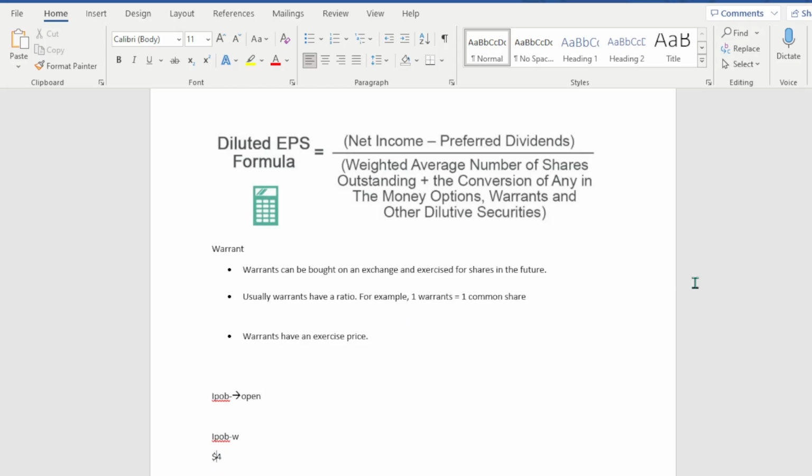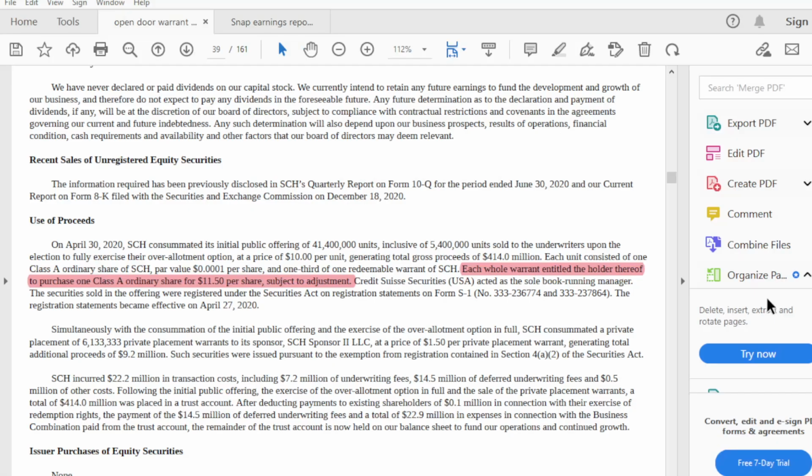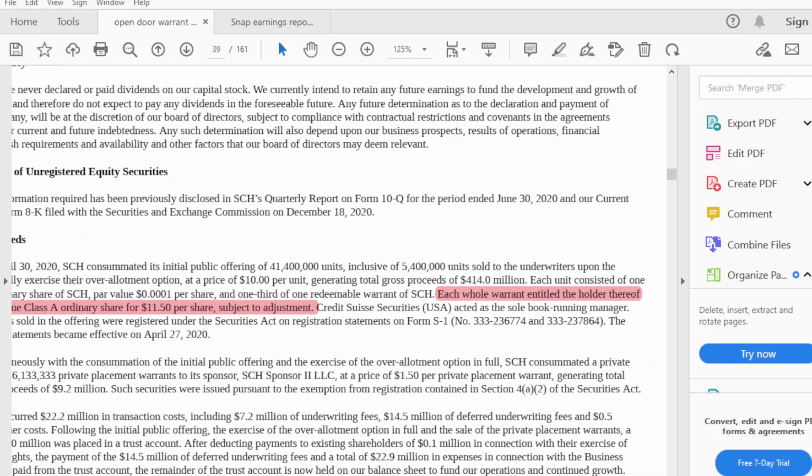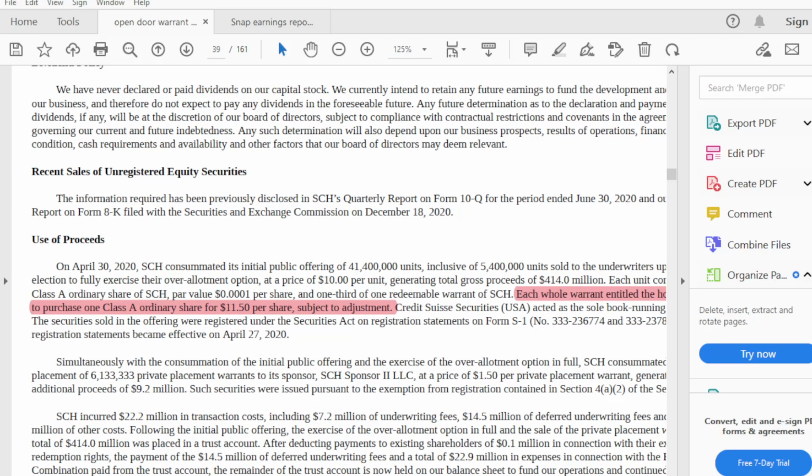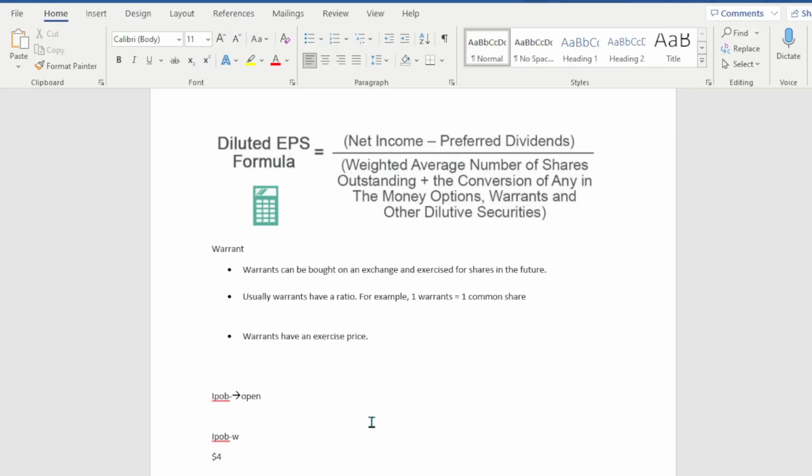Now, let me go ahead and show you something. Just like stock options, it costs money to exercise warrants. So it says right here, let me zoom in. It says each whole warrant entitles the holder thereof to purchase one Class A ordinary share for $11.50 per share, subject to adjustment. So right there, they basically told us the exercise price is $11.50. And your IPOBW turns into Opendoor. So you can essentially trade one IPOB warrant for one share of Opendoor.